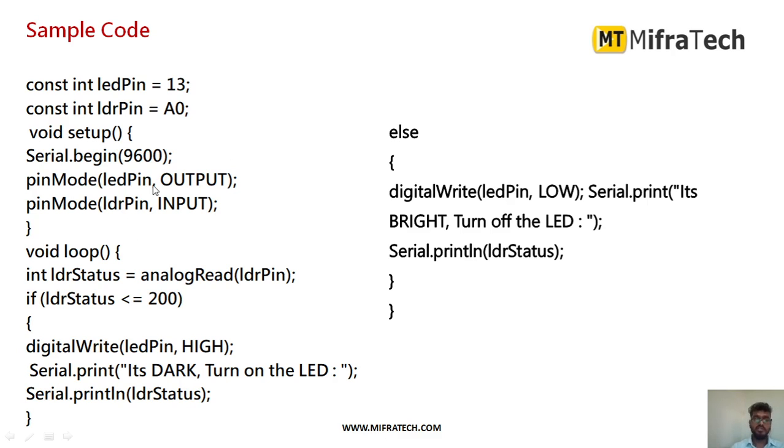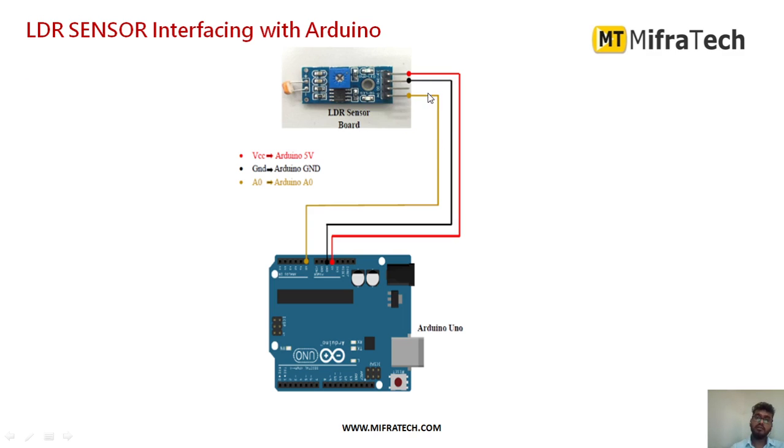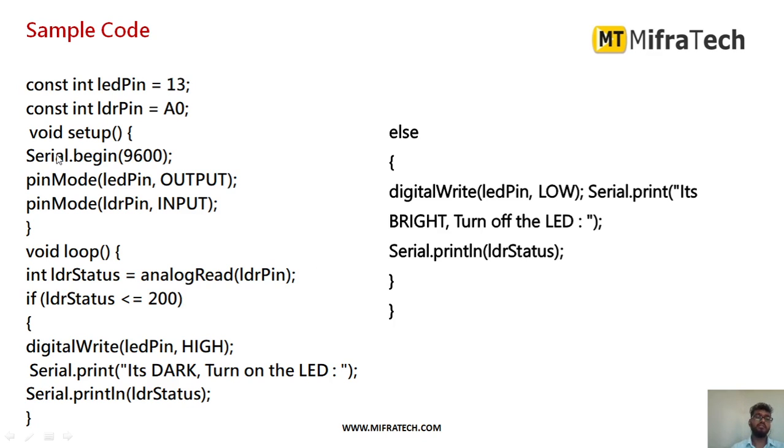So I have to first define the pin numbers which I have connected. So I have connected the LDR pin to pin number A0 of Arduino Uno. So that I am defining here, that is const int LDR pin as A0, and LED I have connected to pin number 13, that is the digital pin. So const int LED pin 13. After that, in order to see the output I have to do the setup. So Serial.begin 9600, this is the baud rate.